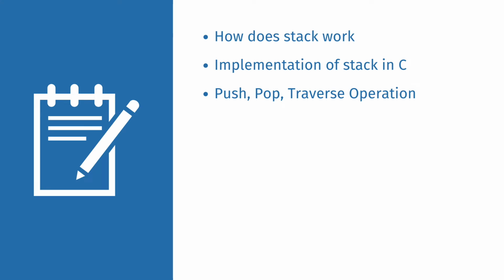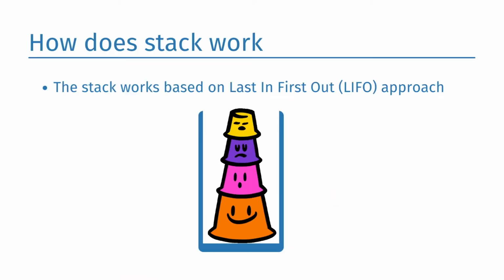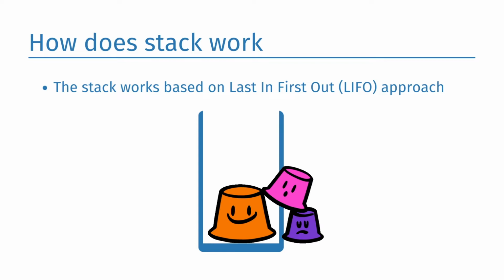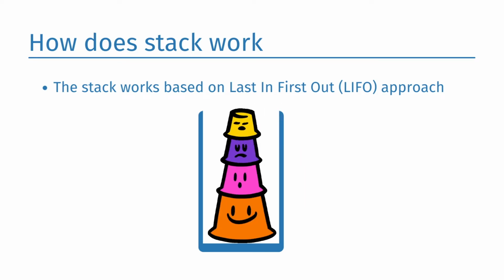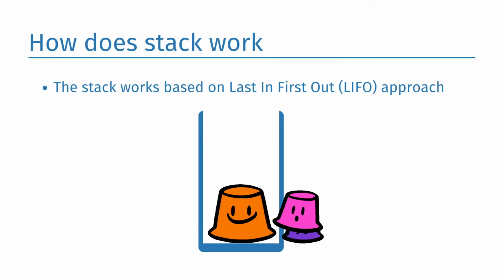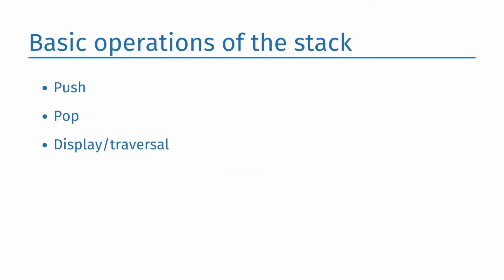Now we will look into the following things. How does the stack work? And implementation of the stack in C and its operations. The stack works based on the last in, first out approach. This means the elements can be inserted and can be deleted only at the same end of the stack. The basic operations of the stack are push, pop, and display.